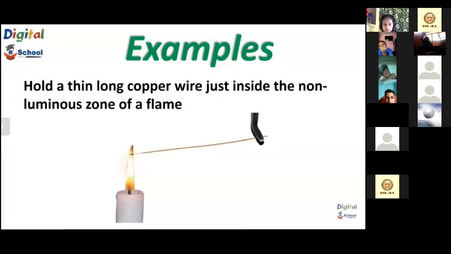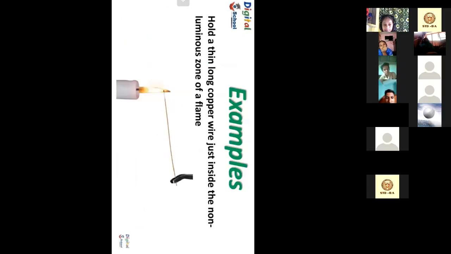And if you hold it in the middle part, then what will happen? The part of the copper at the middle part will turn black. And the part of the copper in contact with the outermost zone of the candle will turn completely red. Okay? Yes, ma'am. Okay.